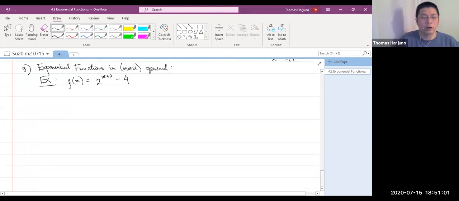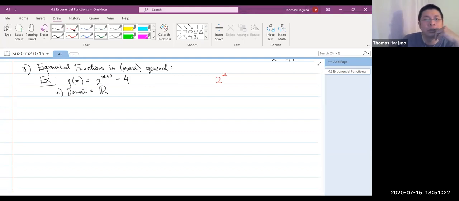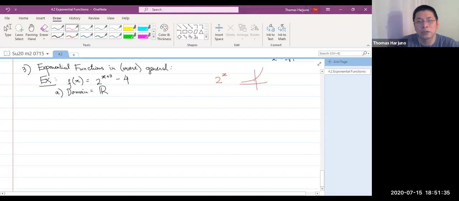Then how do we graph this? Now we know the domain of 2 to the x is all real numbers, such that however you move it, the domain will still be all real numbers. But how about the range? Instead of looking at the range only, let's take a look at what the graph should look like. 2 to the x, as we have done earlier, is an increasing function. And then the y-intercept is here.